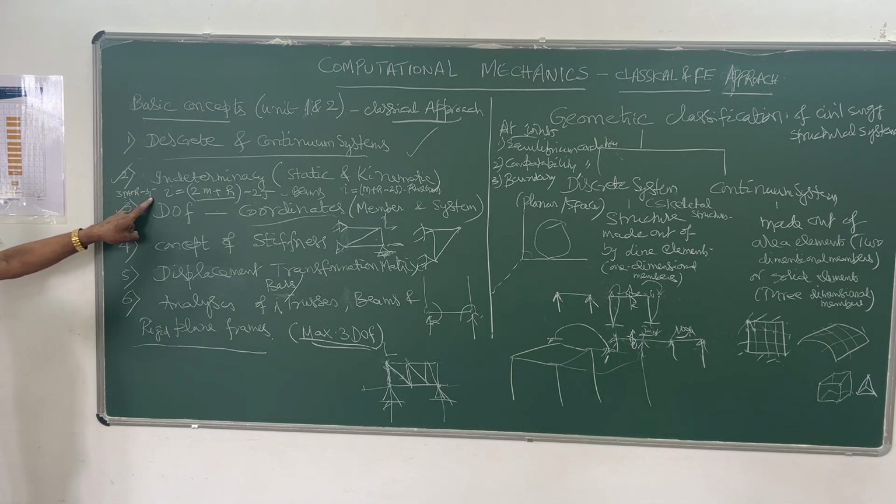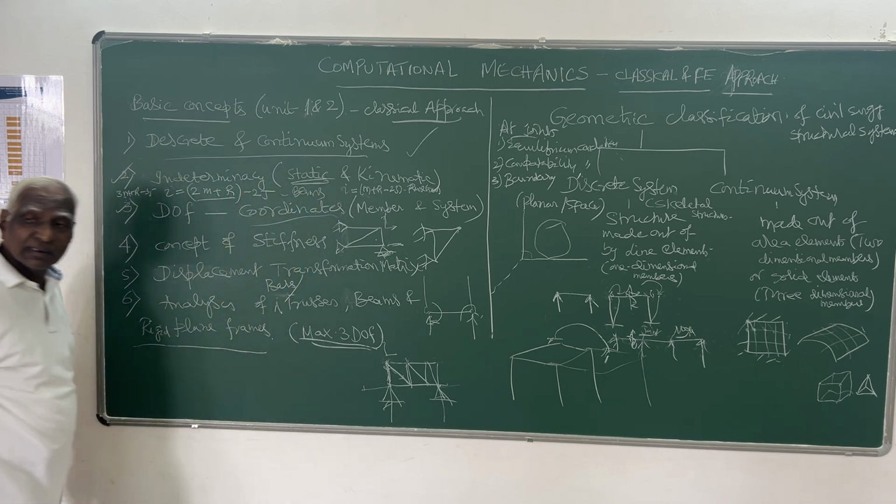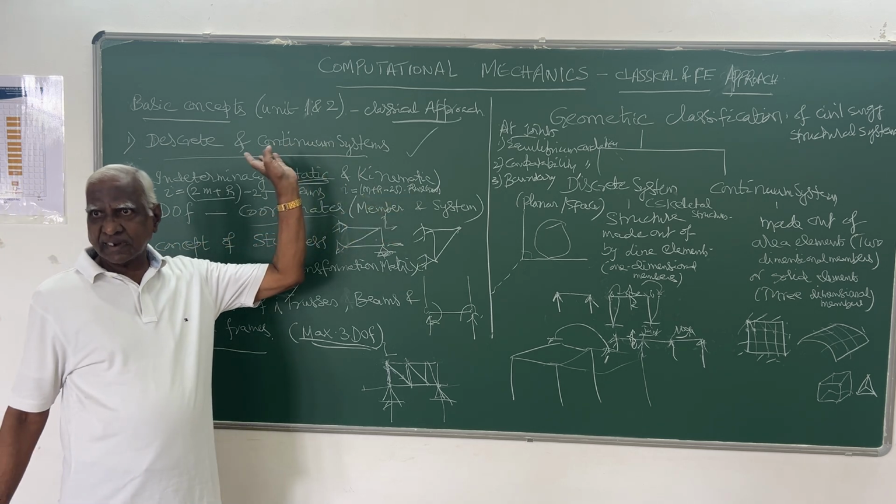And at each joint you have three equations of equilibrium: Fx = 0, Fy = 0, Mz = 0. So this total unknown force, minus equations of equilibrium, that is about this static indeterminacy. Is it clear? We have this formula for static indeterminacy.